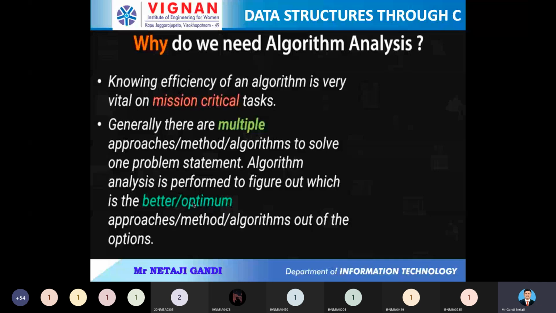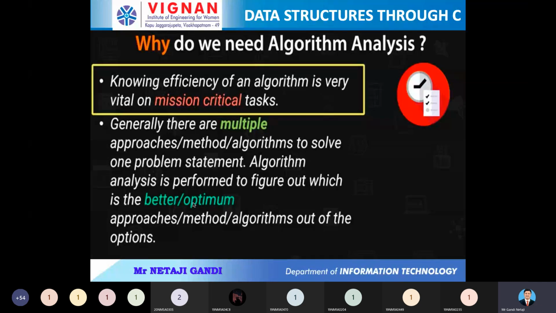Knowing the efficiency of the algorithm is very vital in mission critical tasks. What is meant by a mission critical task? Can anyone tell me? I will give a small example here. Let me take one example. You are working in the NASA company. Suppose you are selected and working at NASA, or you can be working at ISRO or SPARKS. So what is this NASA, ISRO you can do?